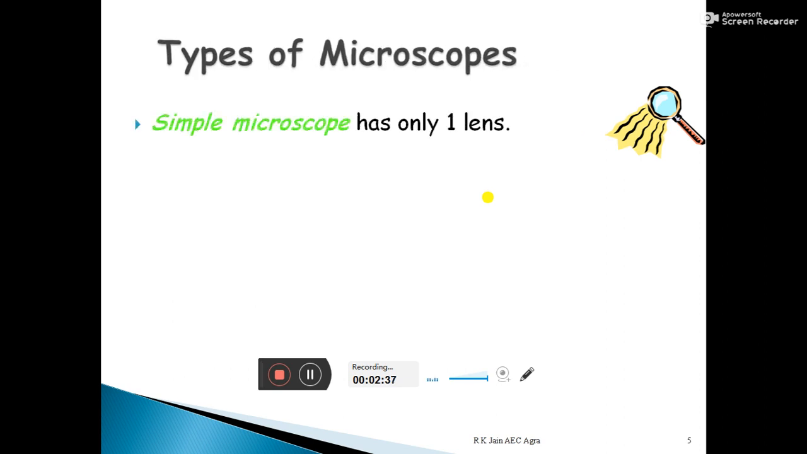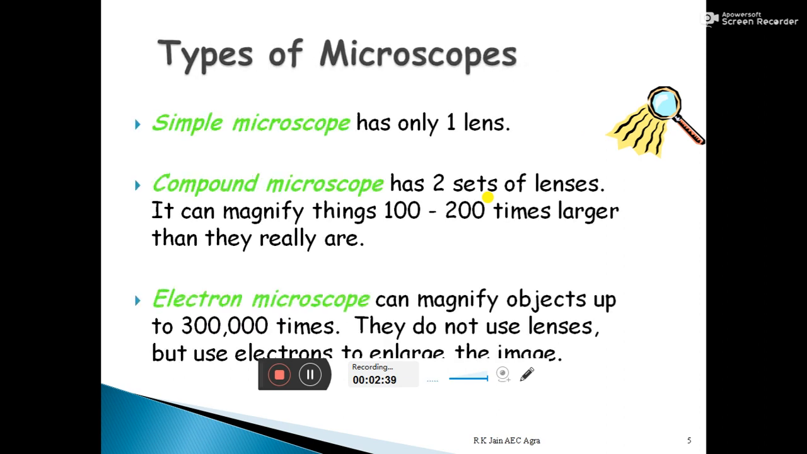If we look at the types of microscope, broadly we can divide the microscope into 3 categories. The first is the simple microscope, another one is the compound microscope, and the third one is the electron microscope. Simple microscope, as the name indicates, consists of only one lens, a single lens. The magnification of such a microscope is not so high. They can magnify things only up to 5 times, 10 times or 20 times.